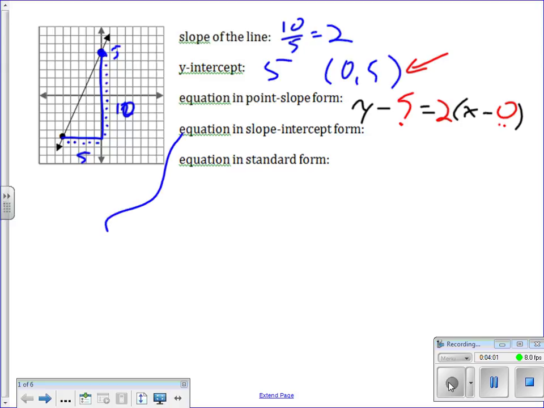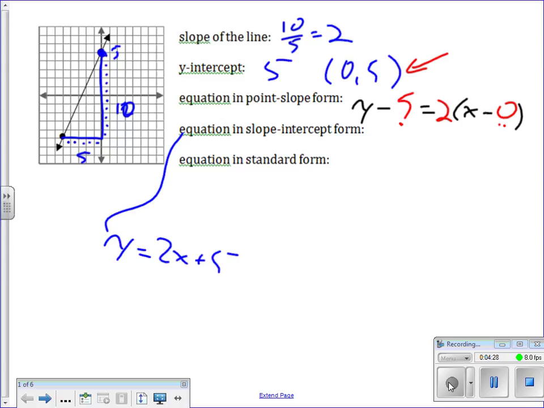I'm going to do this one down here. Equation in slope-intercept form. Slope-intercept, mx plus b. So I get y equals, my m is my slope, 2x, my y-intercept we figured out was 5. 2x plus 5.